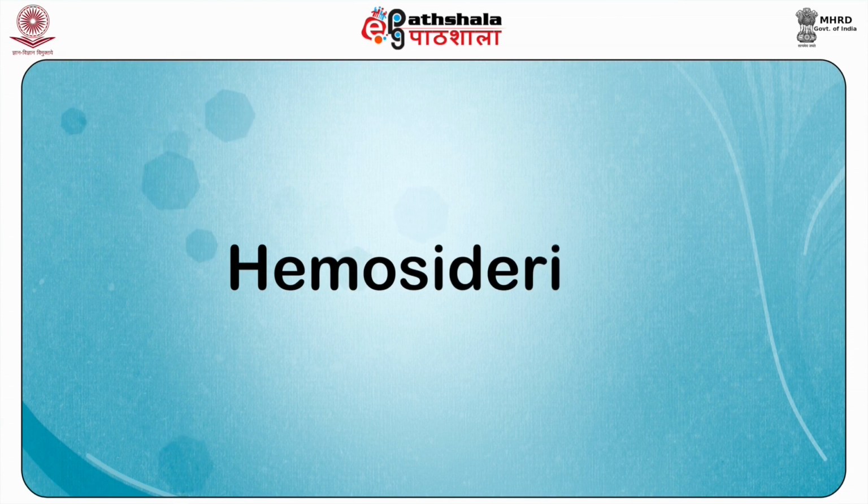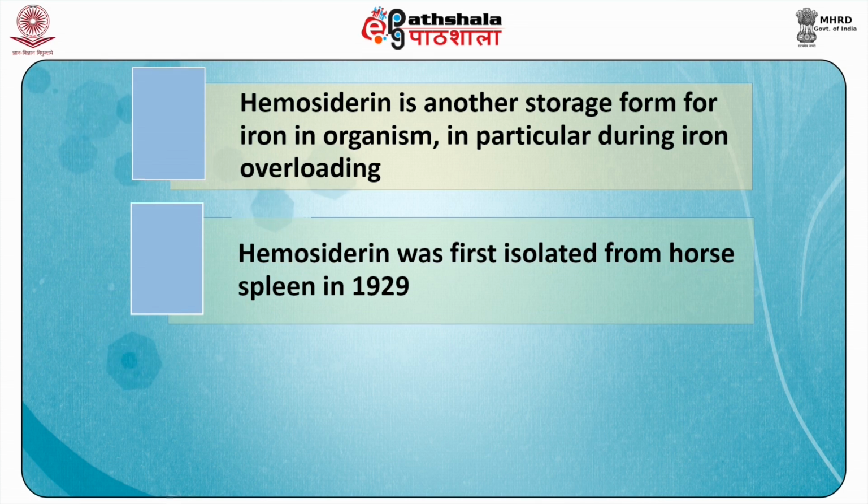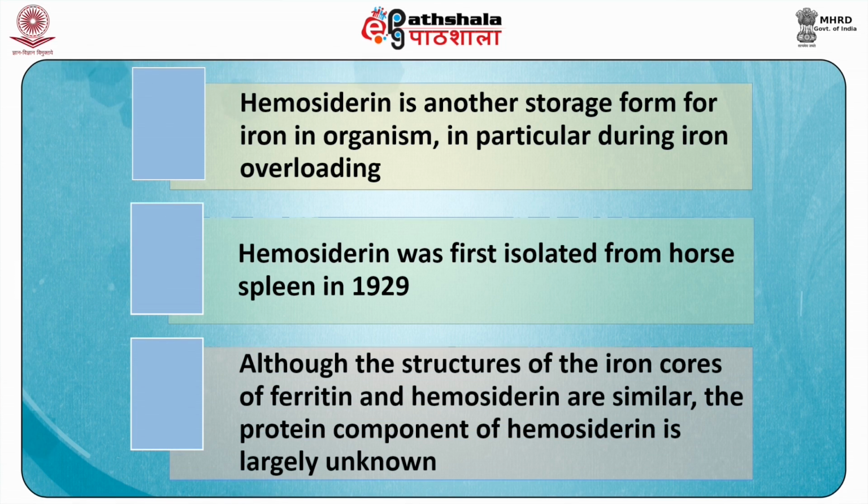Hemosiderin. Hemosiderin is another storage form for iron in organisms, in particular during iron overloading. Hemosiderin was first isolated from horse spleen in 1929. Although the structures of the iron cores of ferritin and hemosiderin are similar, the protein component of hemosiderin is largely unknown.